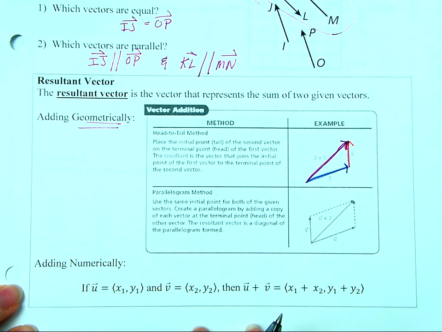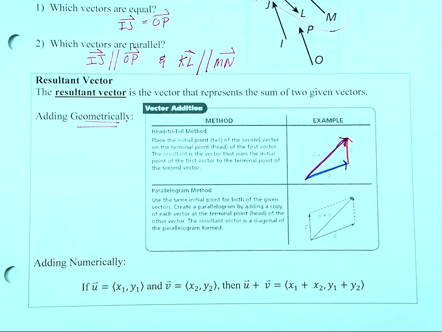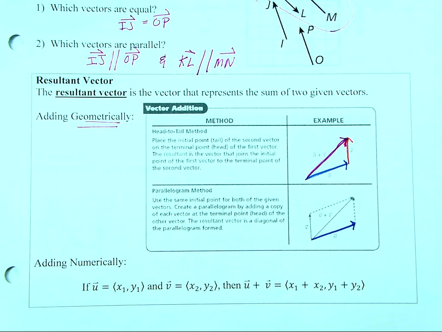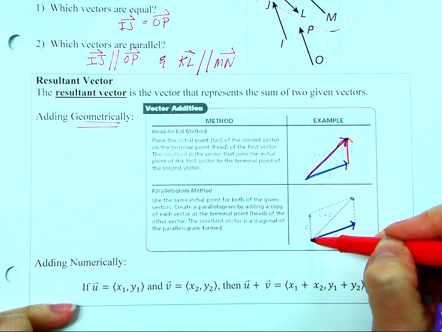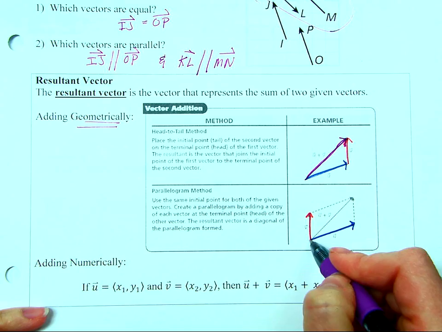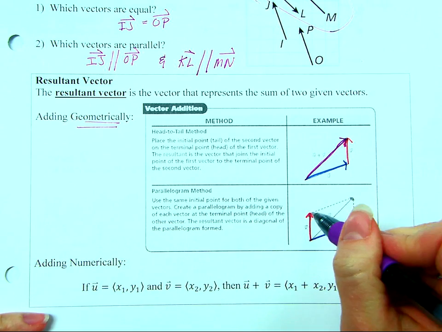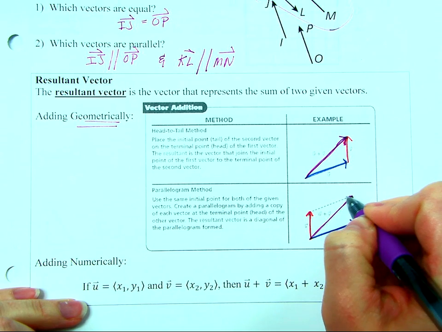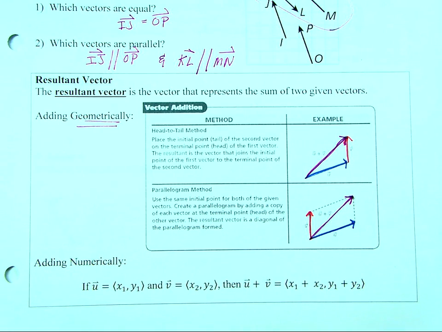Another method that you can use is the parallelogram method, where they each have the same initial starting point. So if there was my vector u, and here's my vector v, they're starting at the same point, and I form my parallelogram here. My resultant vector would be the diagonal. Now, when we solve questions today, I'm going to show you using the head-to-tail method. I feel that's a little bit more commonly used.